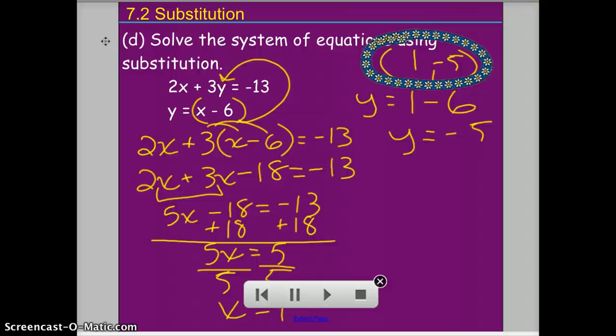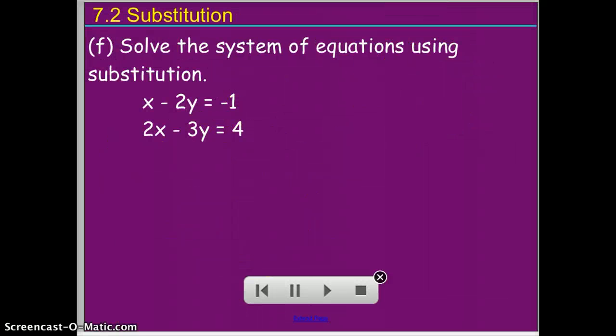Moving on to the next example, notice in this system here, there's no x equals or y equals. And so the key to substitution is we have to pick a variable that makes it easy for us to solve. In this case, I see coefficients of 2 and negative 3 and negative 2, and that would require me to divide. The easiest variable to solve for would be this x right here.